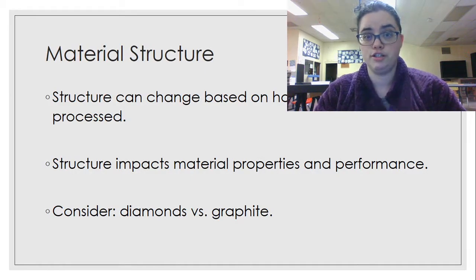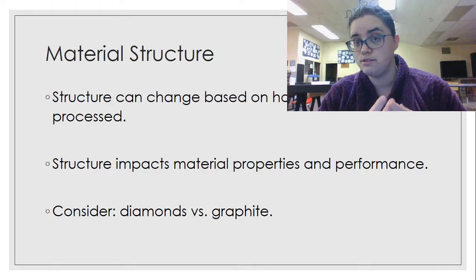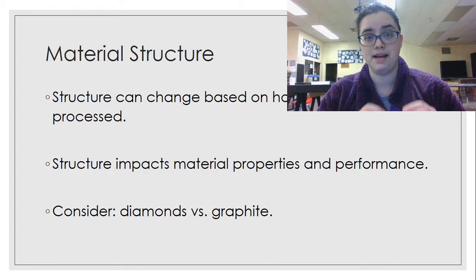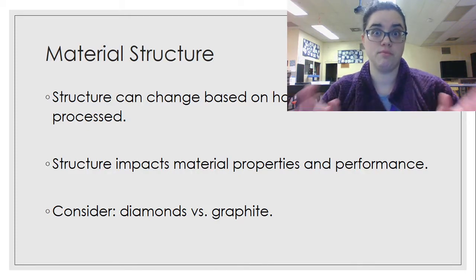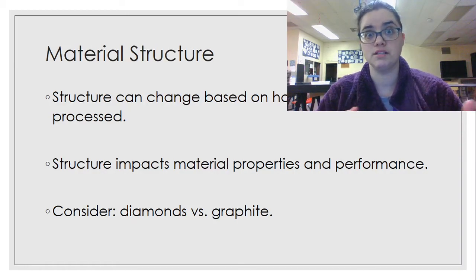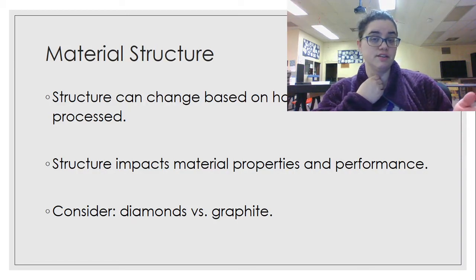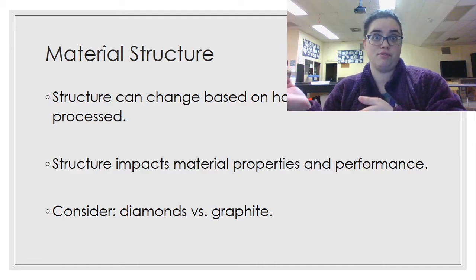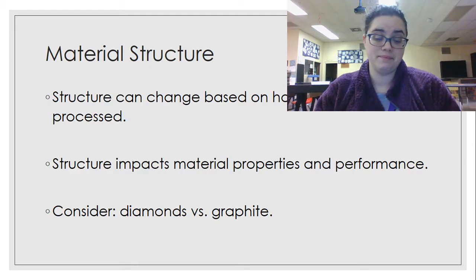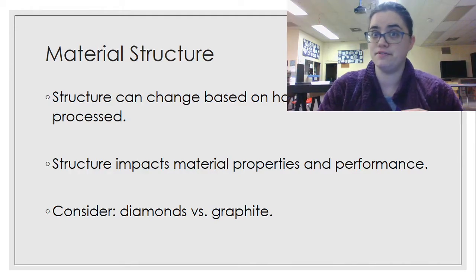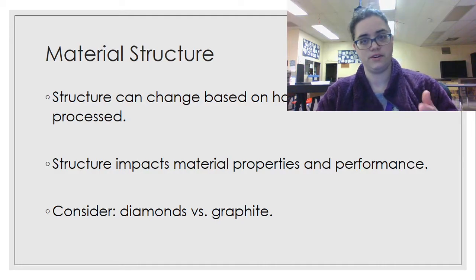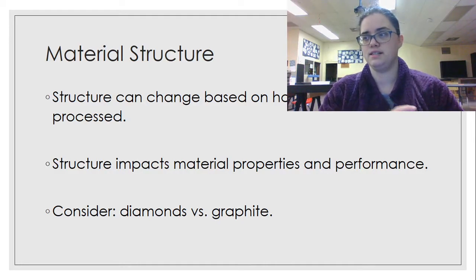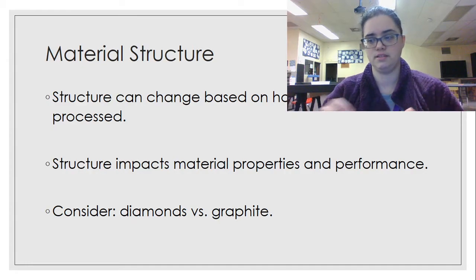Your structure changes based on how a material is processed, usually. Your structure impacts the material properties and the performance of the item, of the substance. If you consider diamonds versus graphite, they're both made of mostly carbon, but a diamond and graphite are very, very different. One of them is clear and very hard, one of them is not so hard, one of them is soft.